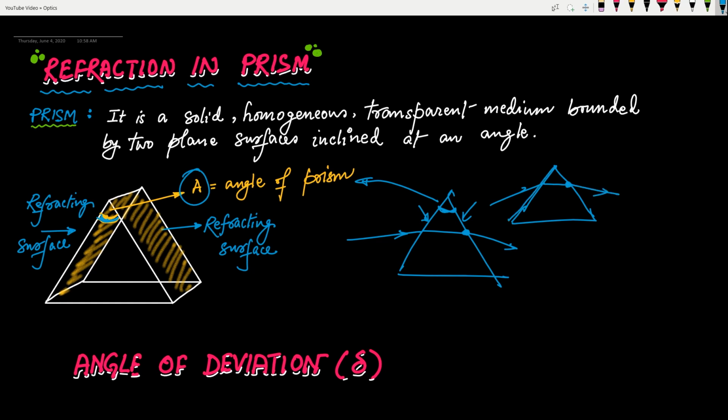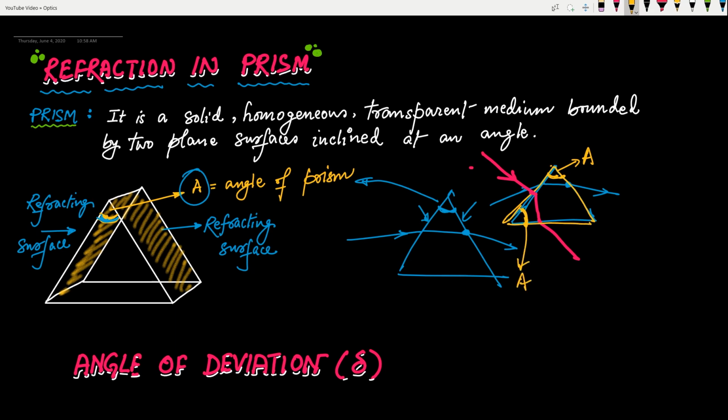So we can see that, let me pick another color. This is the first refracting surface and this is the second refracting surface. So the angle between them is the angle of prism. But if the ray of light is coming in this way, suppose, and then it got refracted in this way, then after refraction, if it moves away in this way, then we will say the angle of the prism is this one. This will be the angle of prism.